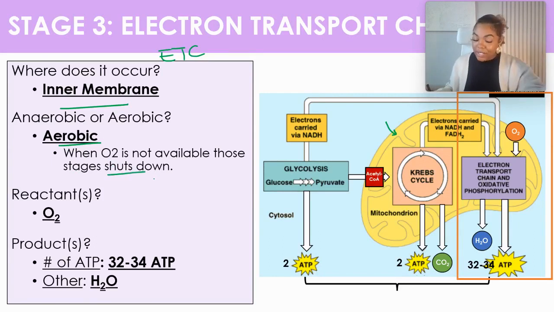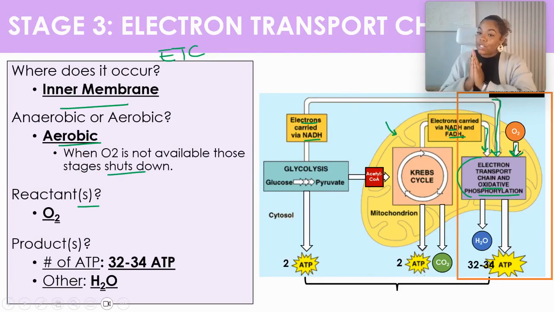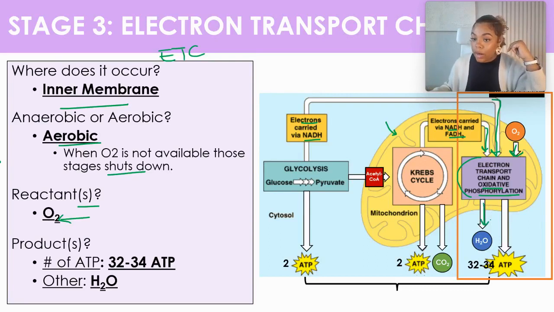So just like the last two stages, what are the reactants that are involved here? Well, if we look at what's pointing in to this electron transport chain, which is also known as oxidative phosphorylation, it is oxygen. We also see electrons carried by NADH and FADH, which again are just electron carriers. We're not going to go that deep in this video, but just know electrons are being carried into the electron transport chain, hence the name, but also the main thing, oxygen. And then when we think about the products, what is being made in this stage, we can see two things. Water is being released, and 32 to 34 ATP are being released.